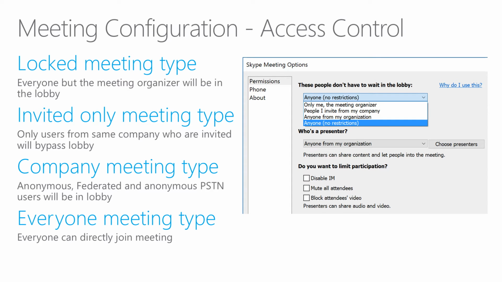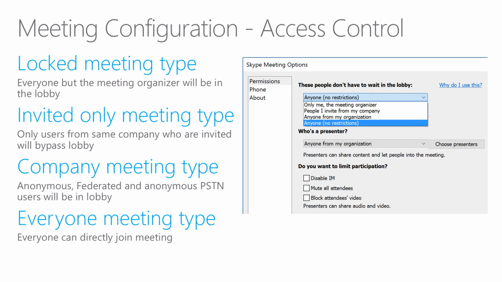Let's take a closer look at meeting configuration options. Perhaps the most important of these is access control. As you can see, we have 4 different types of access control. Access control determines which users will be permitted to enter the meeting directly and which users are restricted to the lobby and require a presenter to admit to the meeting. Our first meeting type is locked. Everyone but the meeting organizer will have to wait in the lobby, and of course the organizer will then have to admit them to the meeting.